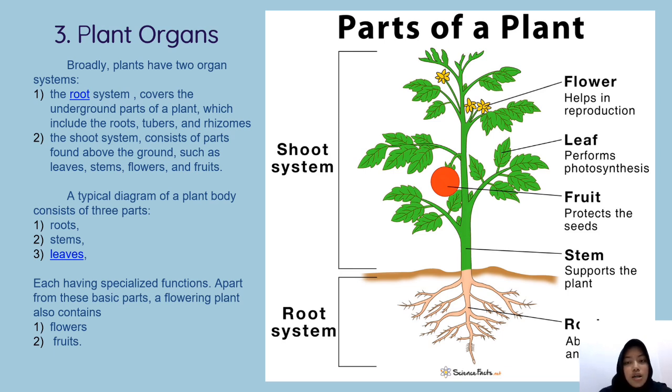Flower. They are the most colorful and attractive part of a plant. A flower contains four main parts. There are sepals, petals, stamens, and carpel. Sepals, the green part of a flower found below the petals, protect flower buds from injury. And then petals, colorful parts of a flower found above the sepals that help in pollination.